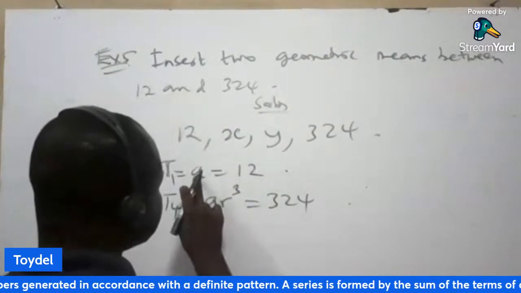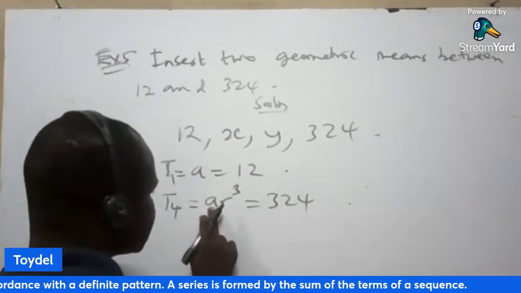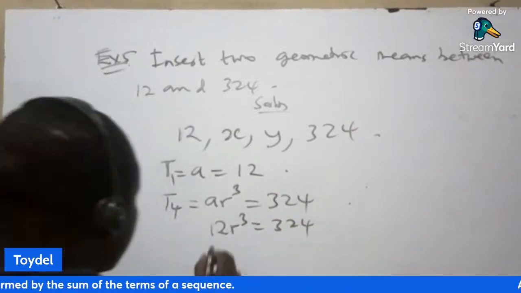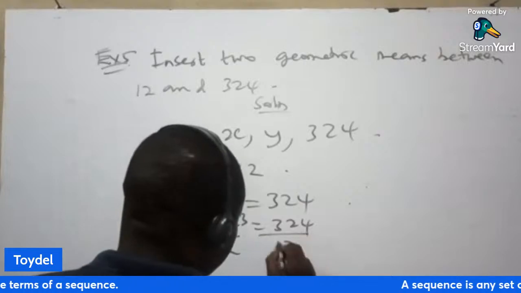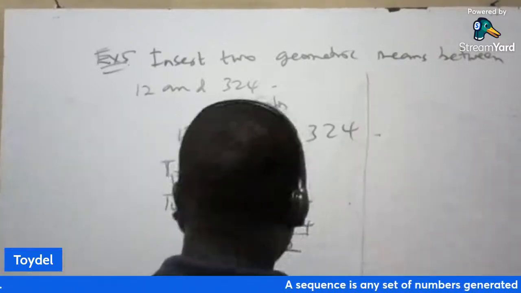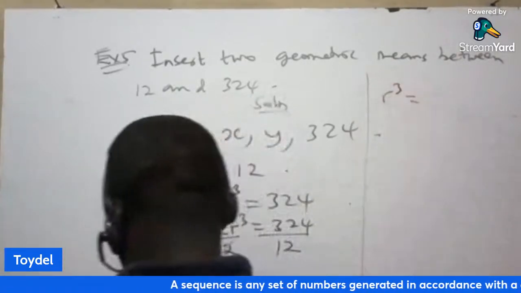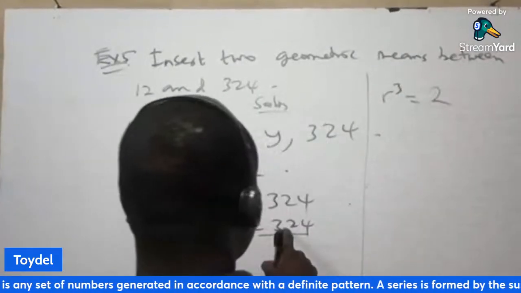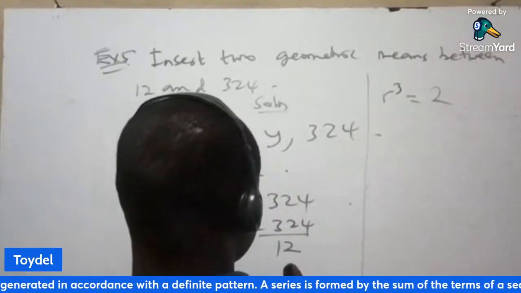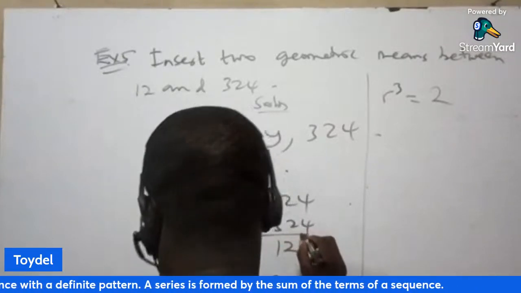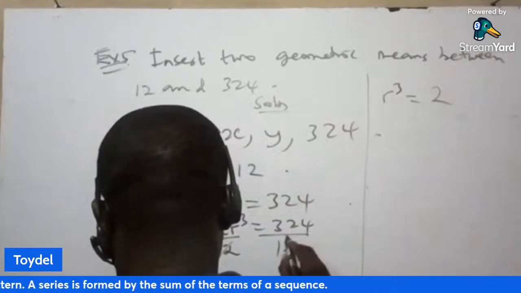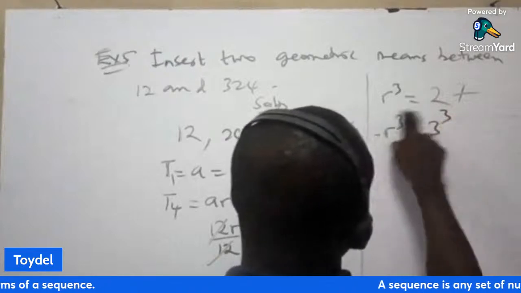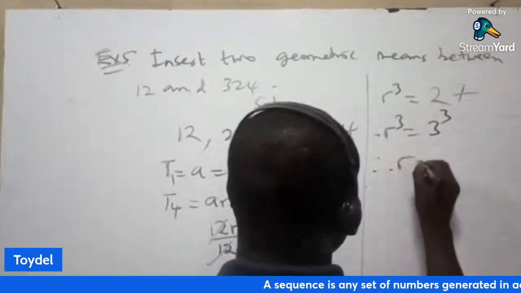So from here now, what is a? T1 is 12, so here I'm going to change this a to 12. 12r cubed is equal to 324. I'll divide everything by 12. 12 will cancel 12, then I'm going to have r cubed equal to 324 divided by 12. 12 in 324, that's 27. Then r cubed is equal to 3 raised to power 3. The powers are equal, so we equate the base. Therefore, r is equal to 3.